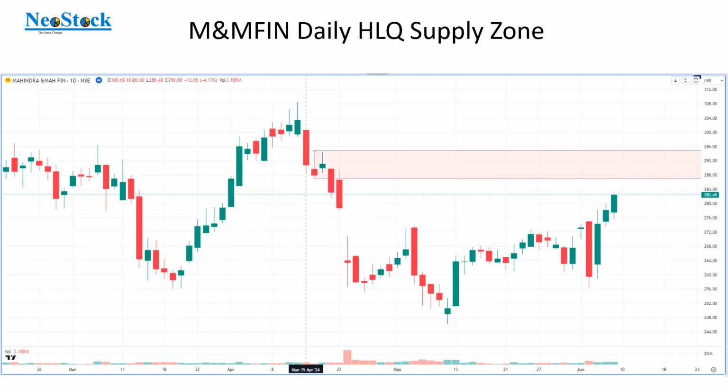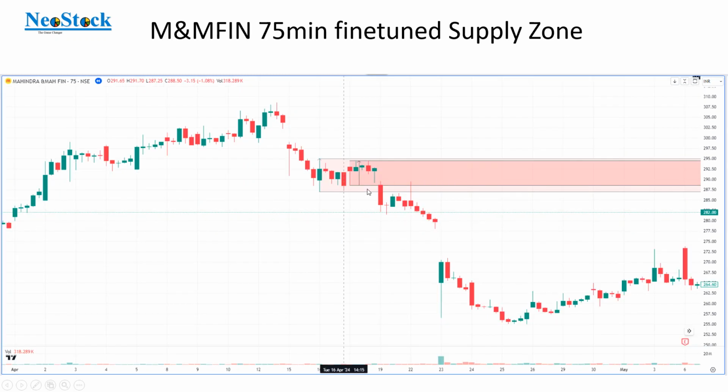Next one is Mahindra and Mahindra Finance. This is again a drop, two base candles and a drop candle. This is the daily zone. We fine-tuned with the 75 minutes time frame. We have a rally, 5 base candles and a drop candle with gap down.